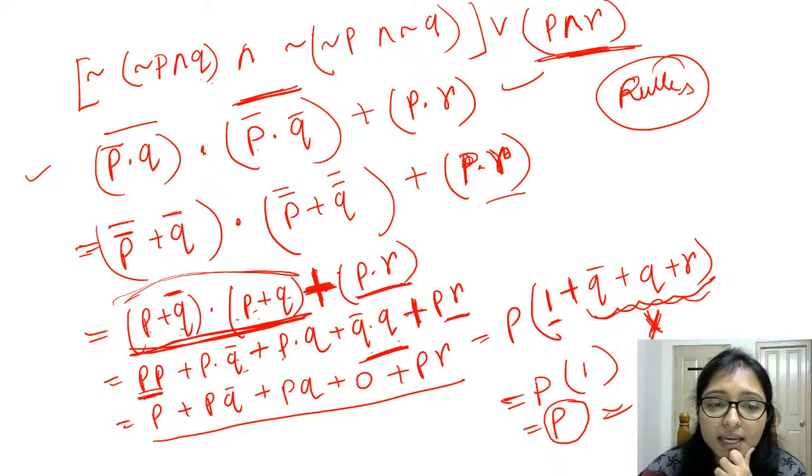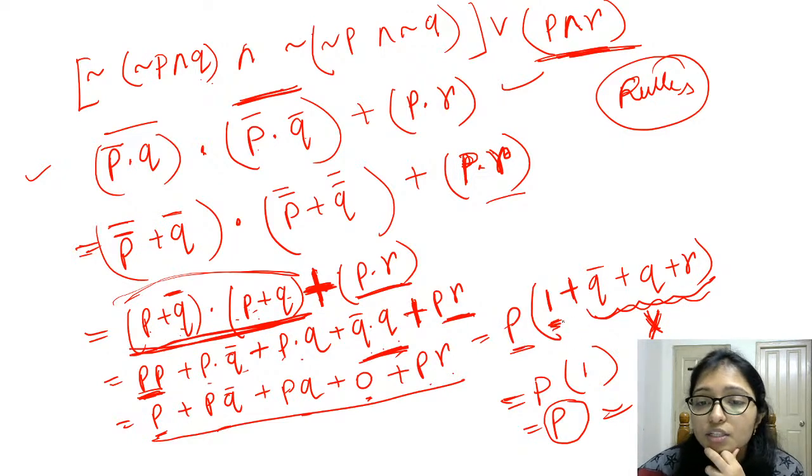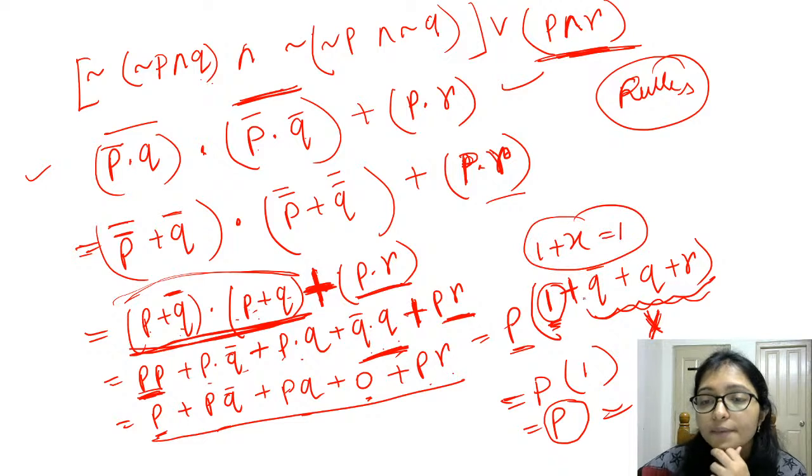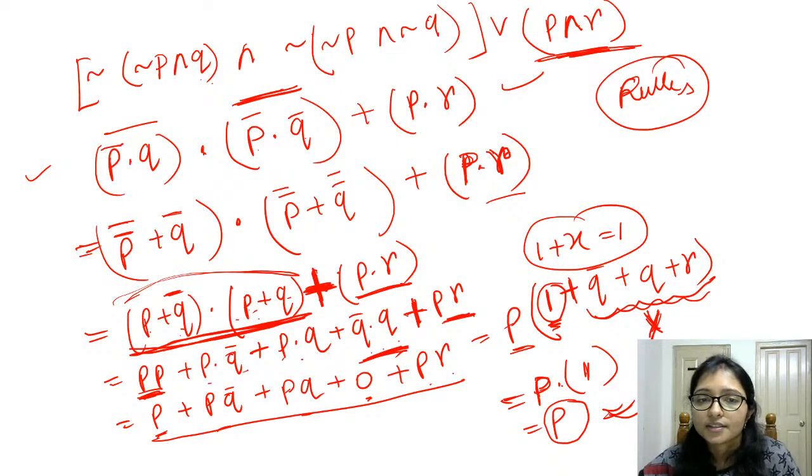So it is coming PP, PQ bar, PQ, QQ bar. Then it is PR. Then PP is P and PQ bar, then PQ, QQ bar is 0 and PR. Now P common. Then there is 1, so 1 plus anything, 1 plus X, is always 1. Now 1 multiplied with anything is P. So the answer is P, right? Done?